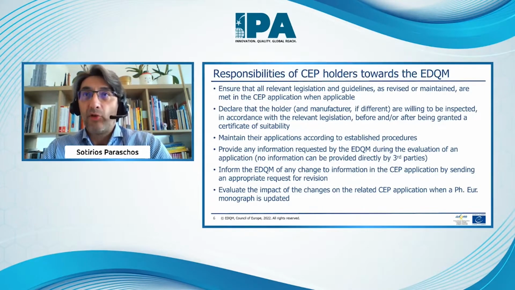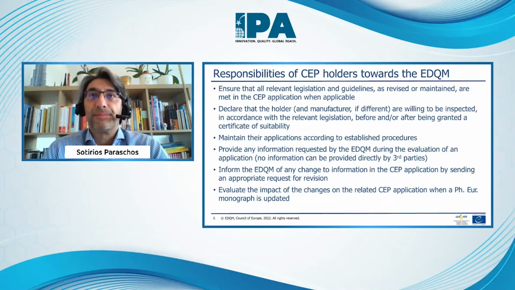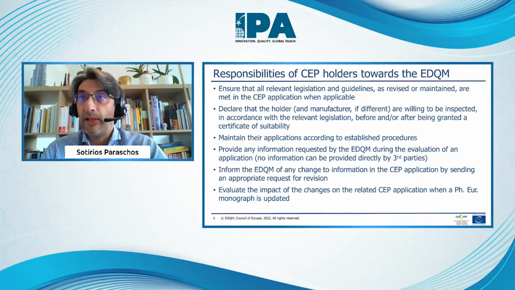They should maintain their applications according to the established procedures and not deviate from them. They should also provide any information that the EDQM requests during the evaluation of a CEP application. We do not accept information provided directly by third parties, such as manufacturers of starting materials of APIs. We expect that this information is provided to the CEP holder, and we accept it only when submitted by the holder. The holder should also inform the EDQM of any change to the information in the CEP application by sending an appropriate request for revision.